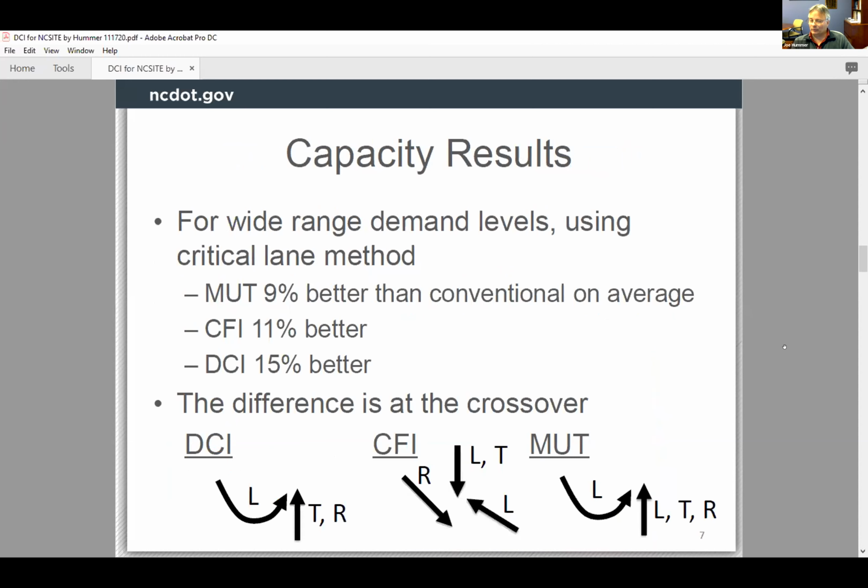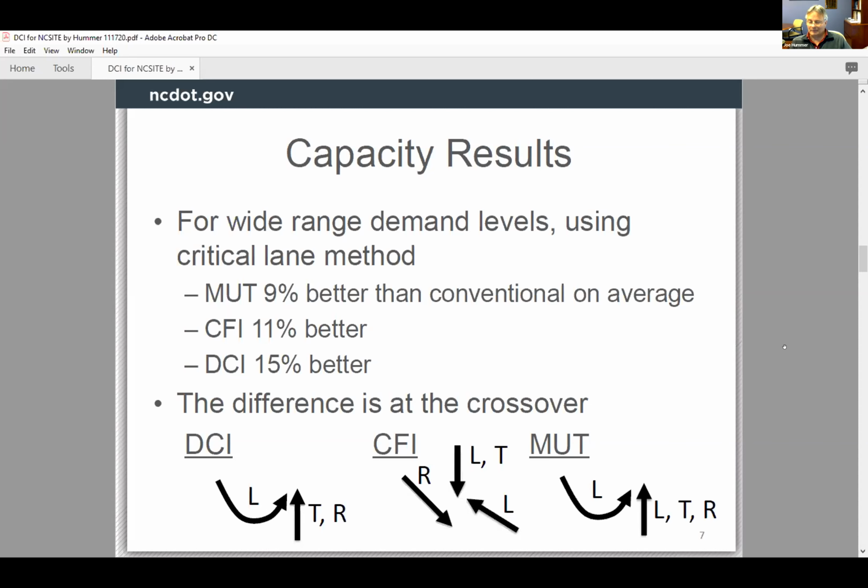As far as capacity results, just running a series of critical lane analyses on a wide range of demands, the results came up like this. Compared to a conventional design, median U-turn is 9% better on average. CFI is 11% better on average, and DCI is 15% better on average. It's not hard to see why. The little diagrams at the bottom of the slide should convince you pretty quickly why that is.